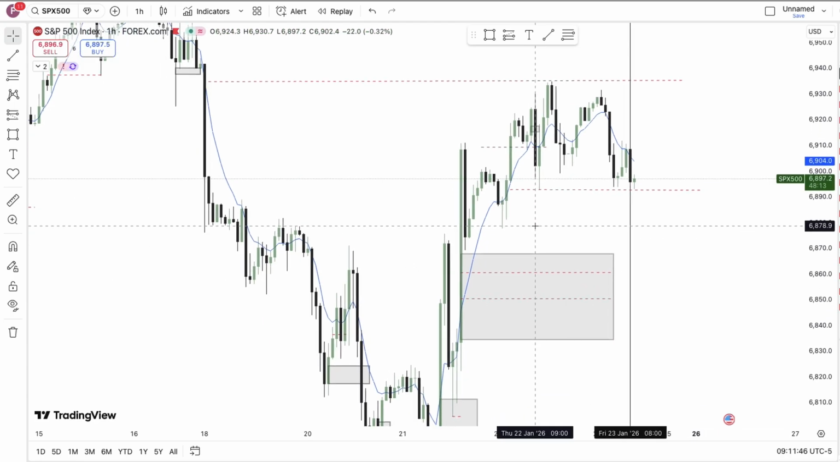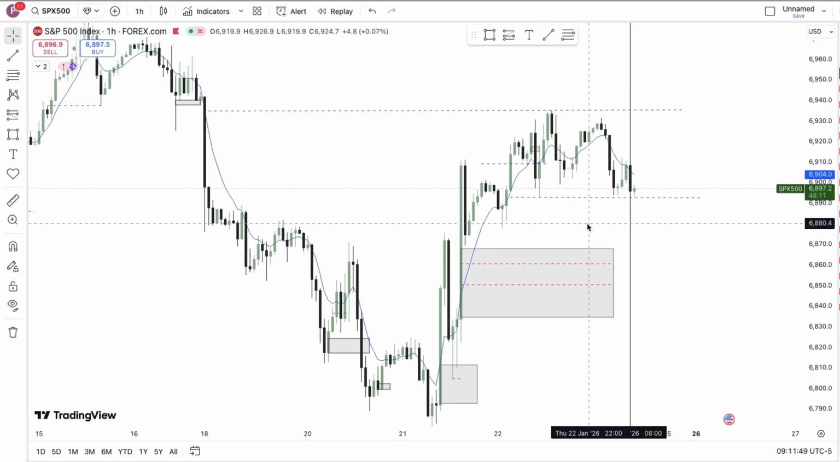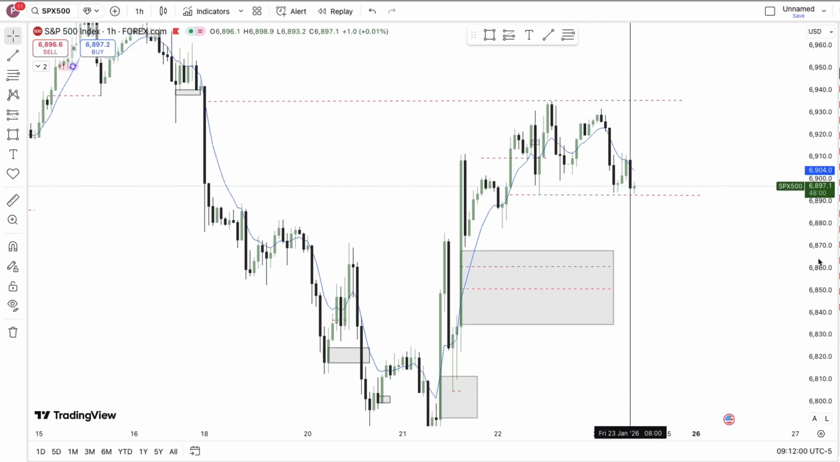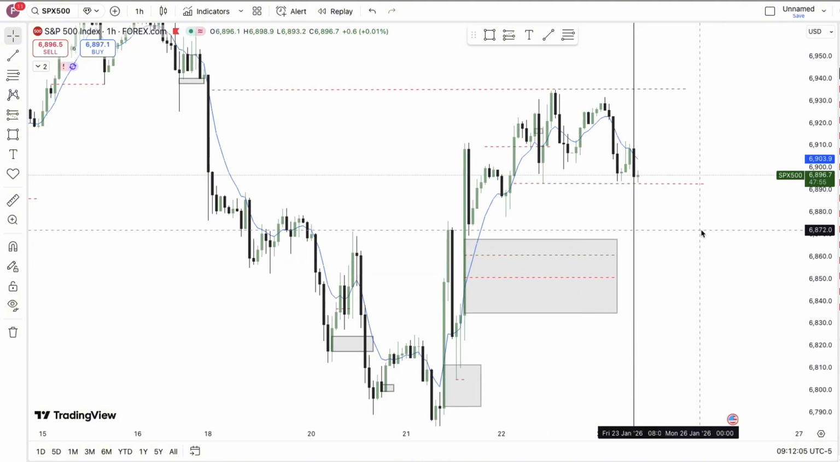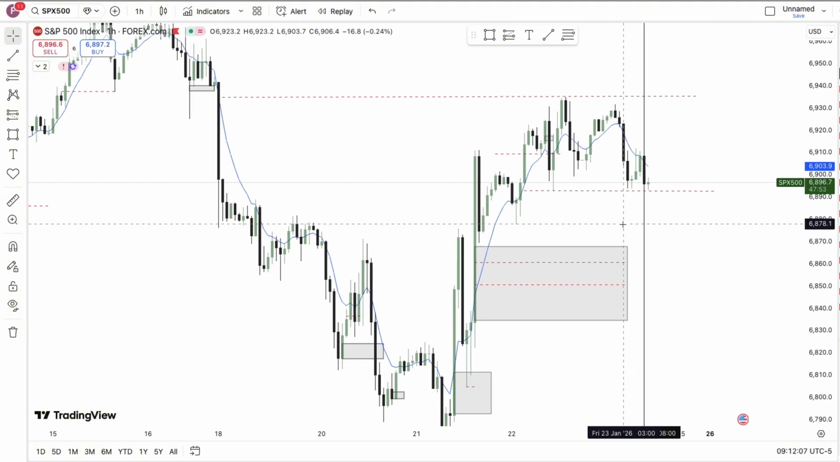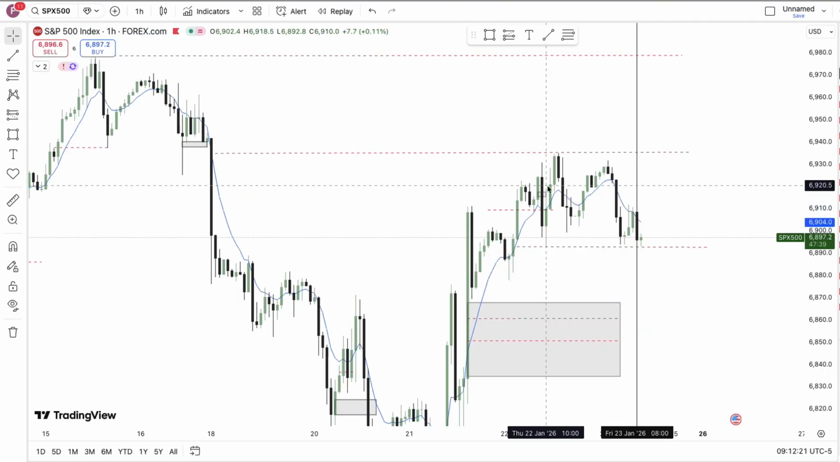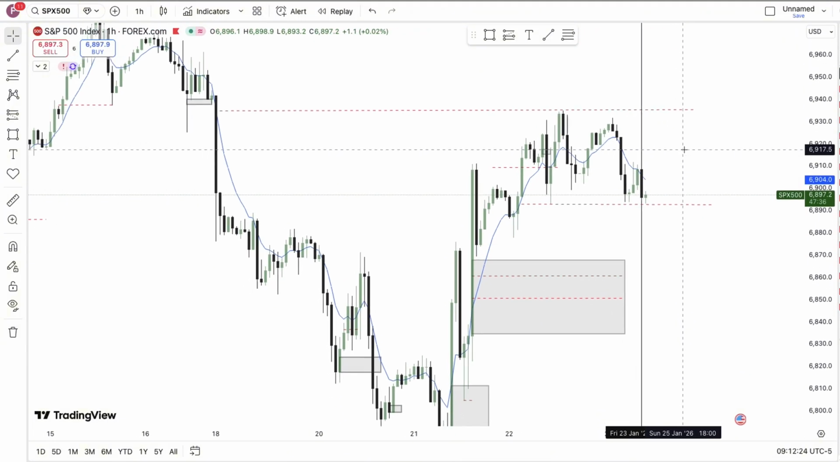So what am I looking for? I'm looking for price to take these lows, probably this one, and then tap into a zone. So grab liquidity, tap into a zone, and then show sign of reversal, then I can get in. So I'm basically waiting for trade setup.